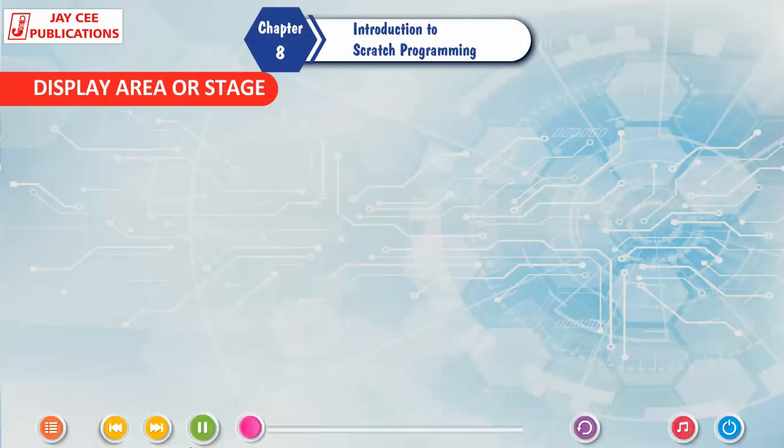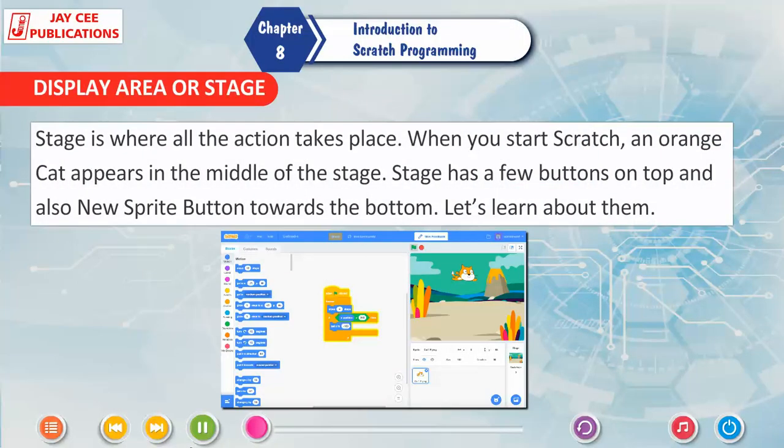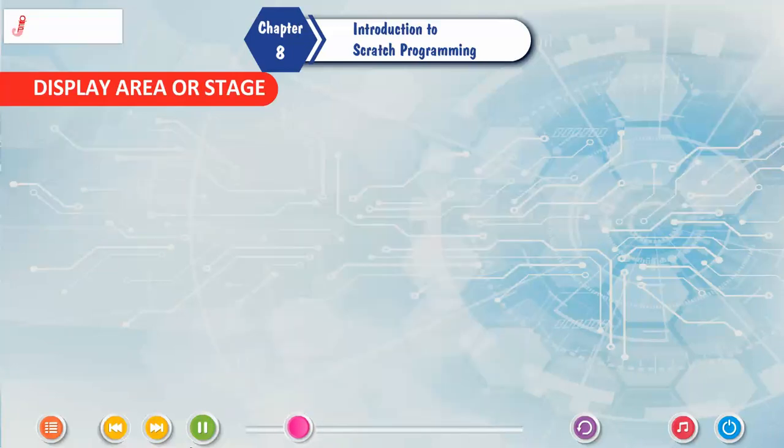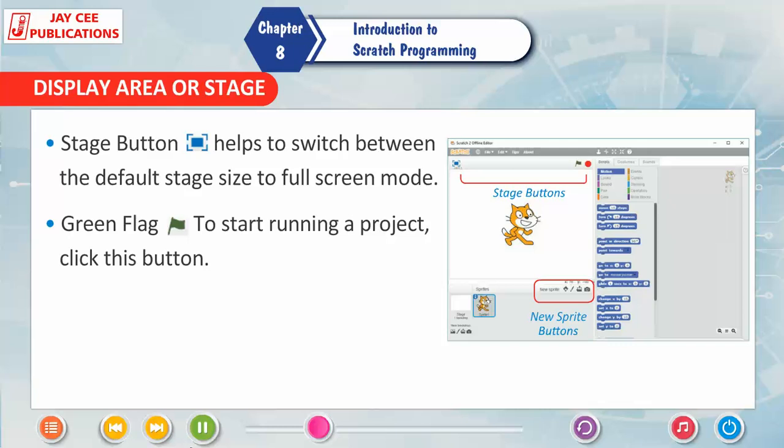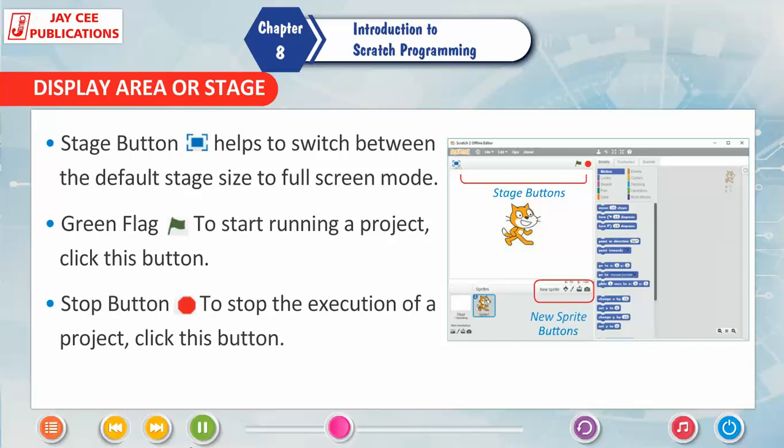Display area or stage. Stage is where all the action takes place. When you start Scratch, an orange cat appears on the middle of the stage. Stage has a few buttons on top and also new sprite button towards the bottom. Let's learn about it. Stage button helps to switch between the default stage size to full screen mode. Green flag to start running a project, click this button. Stop button. To stop the execution of a project, click this button.